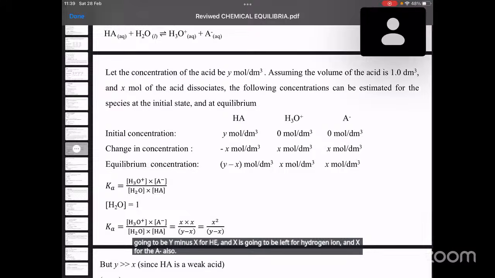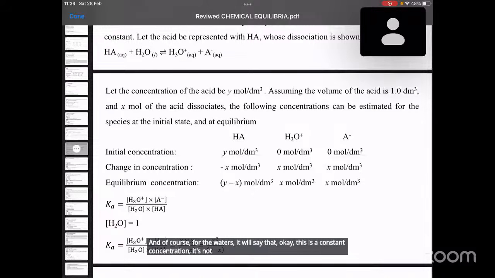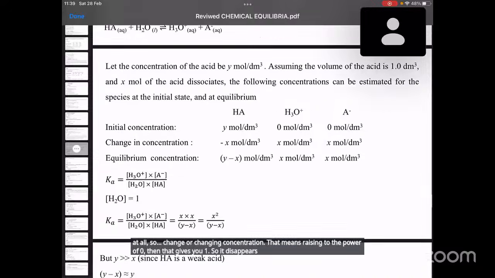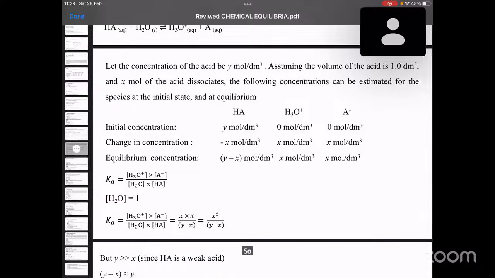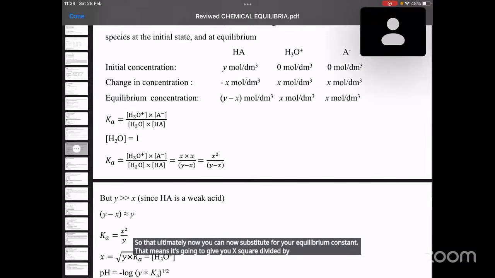And of course, for the water, since it is a constant concentration, it's in excess, so we're not even relating with it at all. Changing concentration means raising it to a power of 0, which gives you 1. So it disappears completely from the equation. So ultimately now, you can substitute for your equilibrium constant. That means it's going to give you X squared divided by Y minus X.